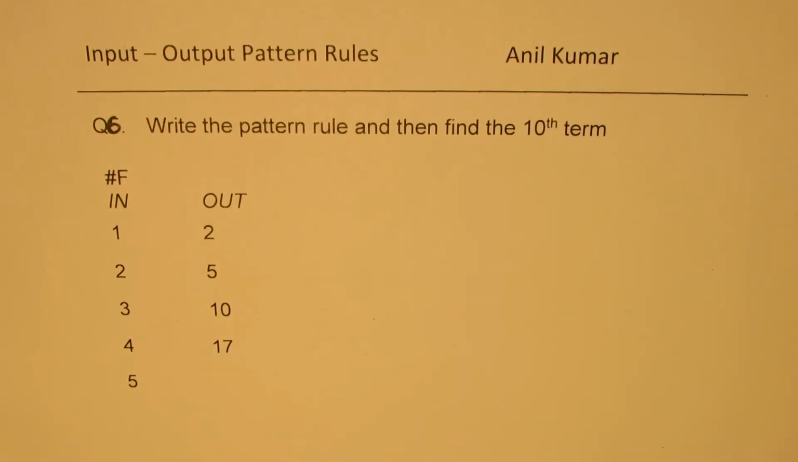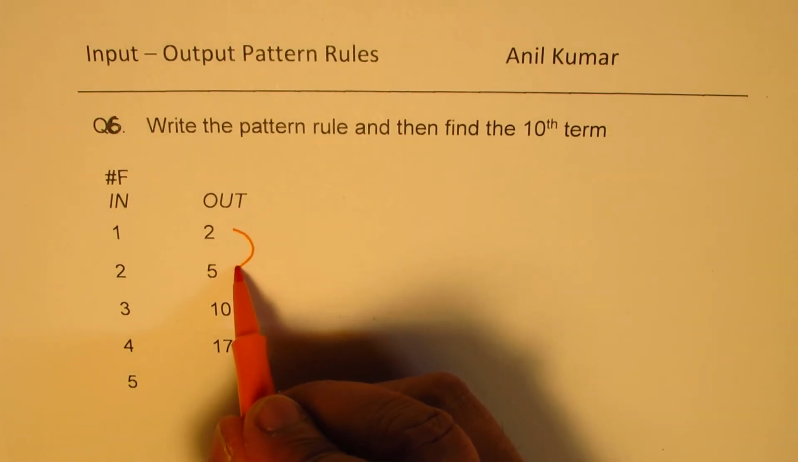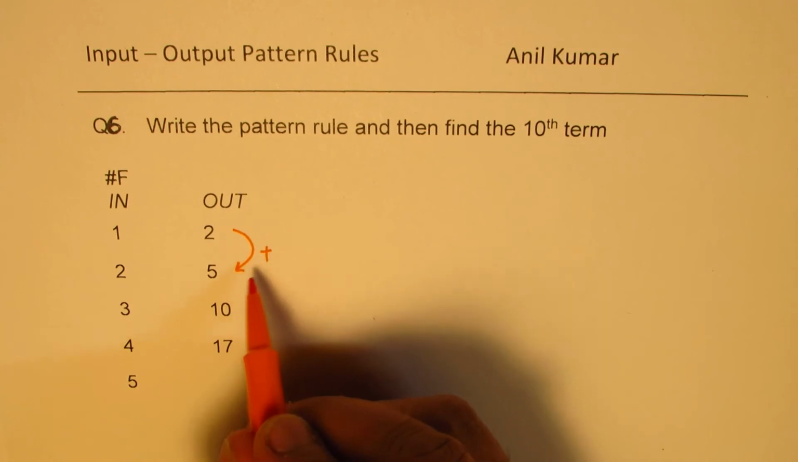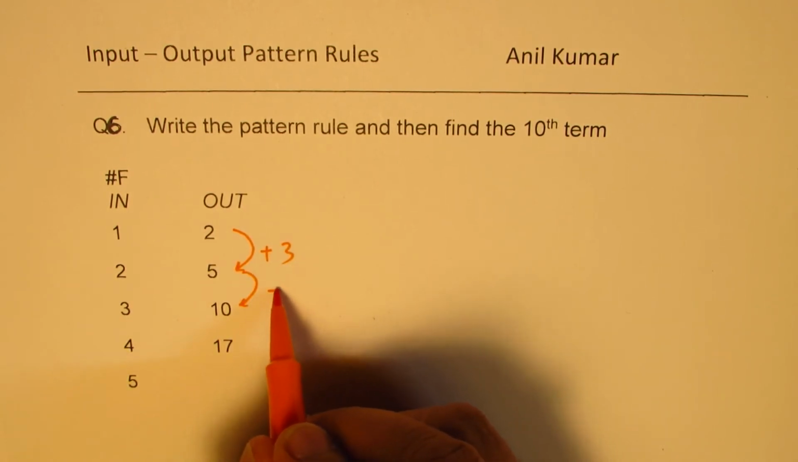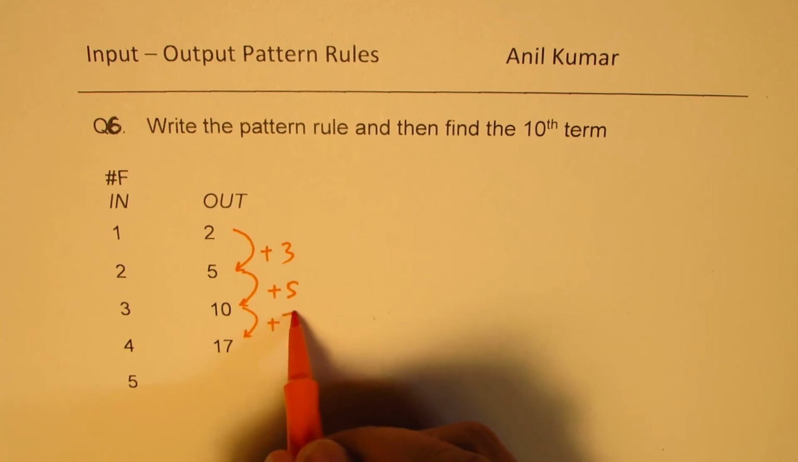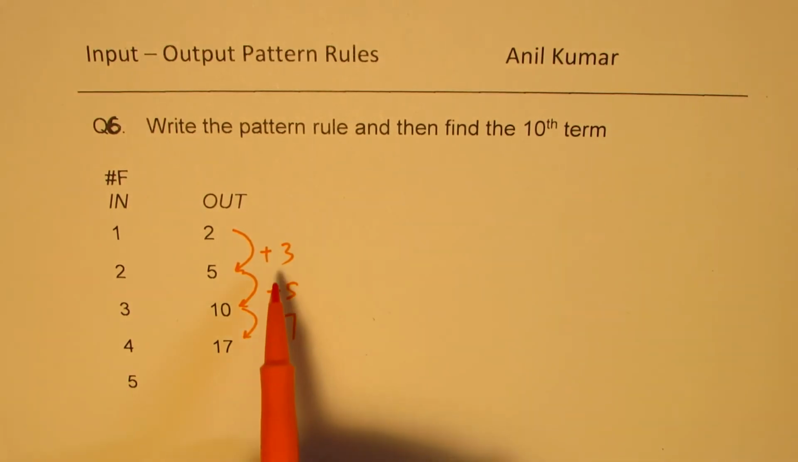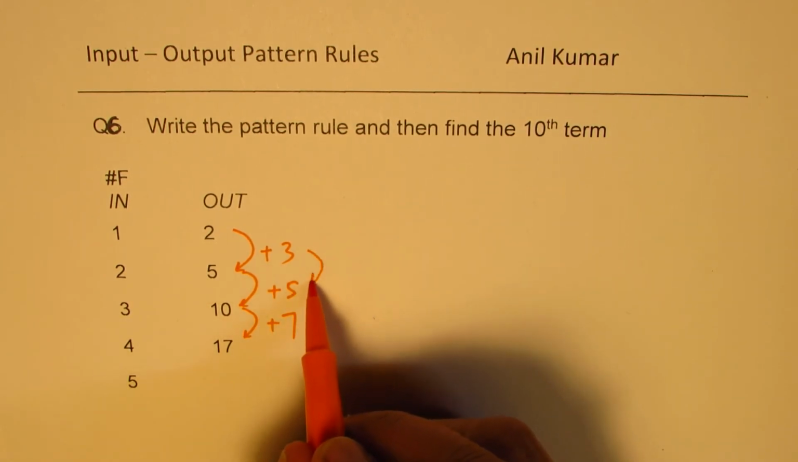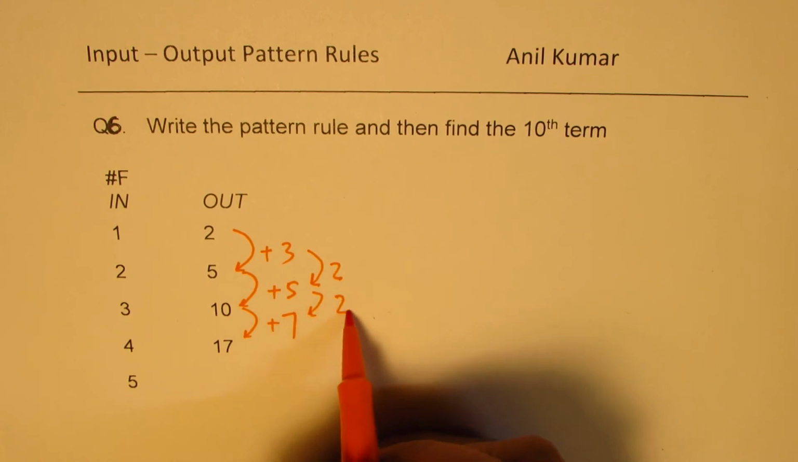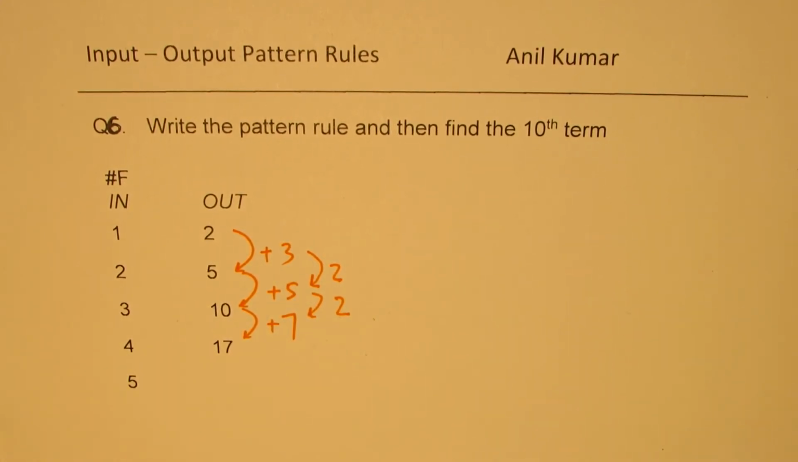The last question here is, write the pattern rule and then find the 10th term. So for 1, the output is 2, for 2 the output is 5, for 3 the output is 10, for 4 the output is 17, and so on. In this case, the numbers are rising faster than earlier. When you go from here to here, we have done plus 3, and from here to here it is plus 5, and then it is plus 7. So what you notice here is that it is not constant, right? The second time when you find the difference, it is plus 2 each time. So that is the kind of pattern which you see.